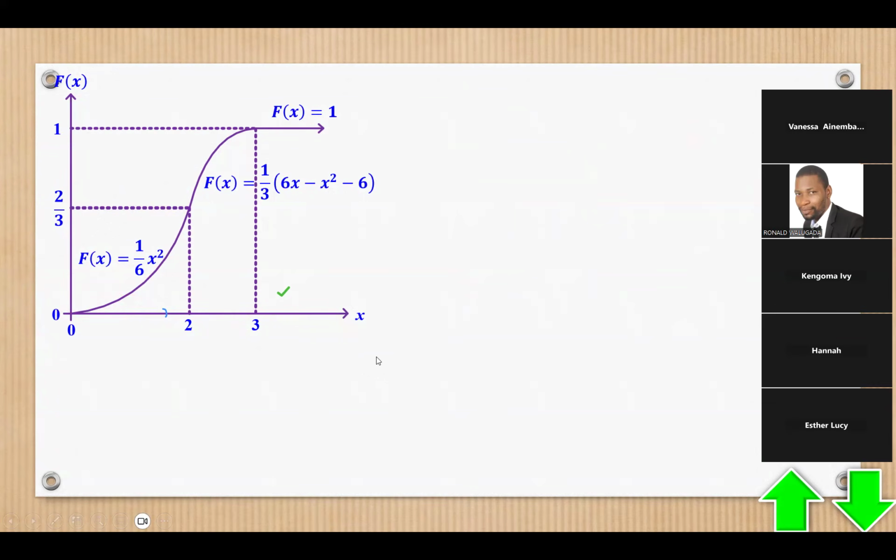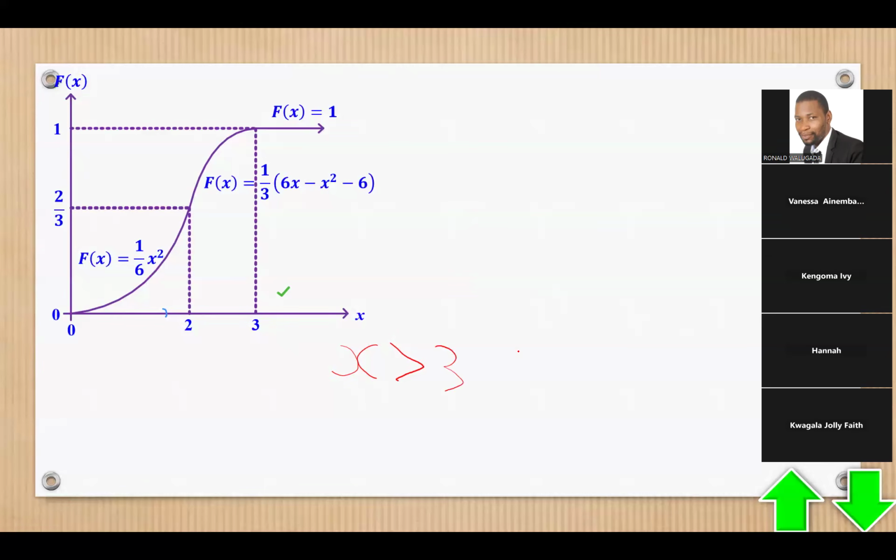Teacher, is it a must to put an arrow? It is a must. Do you know why? Because the inequality says x greater than 3, so you don't know where those values end. So you must put an arrow. Even here, the inequality is x less than 0. You don't know where those values end, so you must put an arrow to show that it is still continuing. So it is a must.